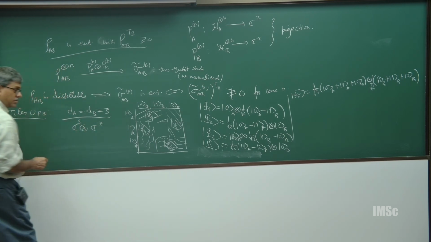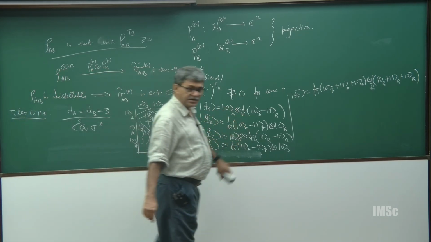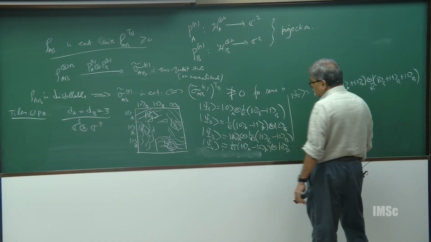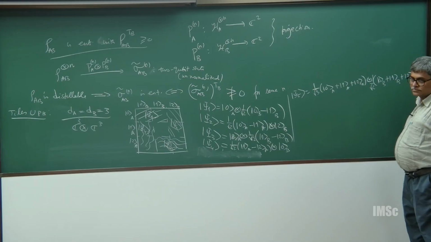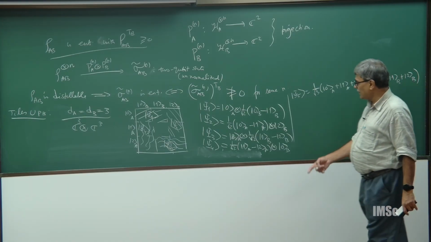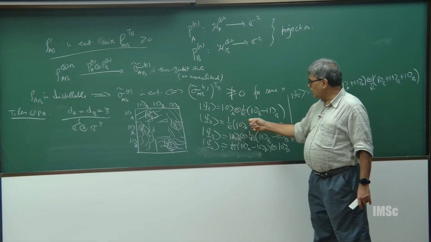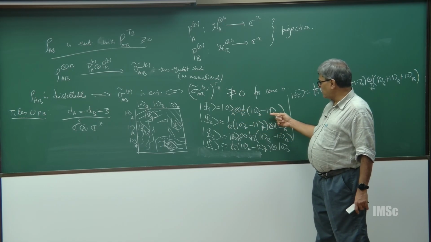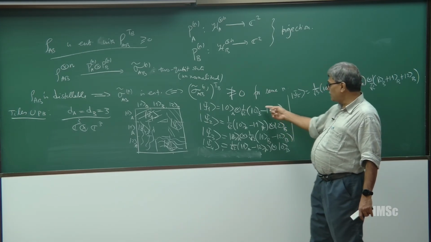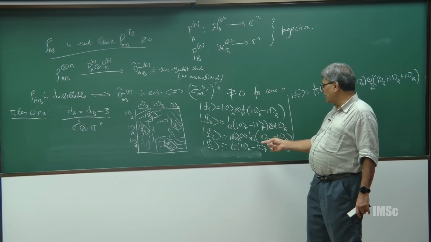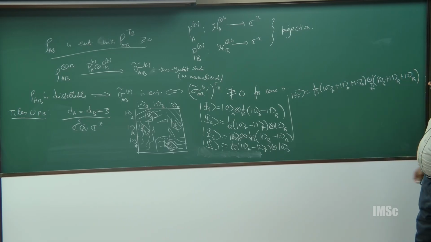So, these are 5 product states in C3 tensor C3, and you can check that all of them are orthogonal to each other, right. For example, psi 1 is orthogonal to psi 2 because it is via the B side. Similarly, psi 1 is orthogonal to psi 3 via the A side, and so on and so forth. So, all of them are orthogonal.